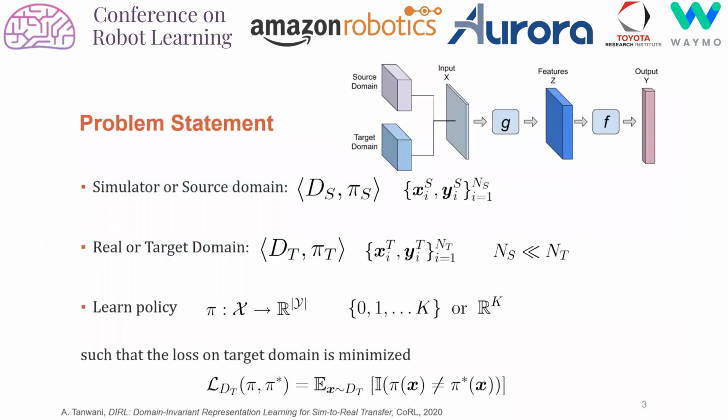Formally, we analyze the situation with two domains, one corresponding to the simulator or the source domain with lots of labeled examples, and the other corresponding to the real or target domain with a few labeled examples. We seek to learn the policy such that the empirical error on the target domain is minimized.